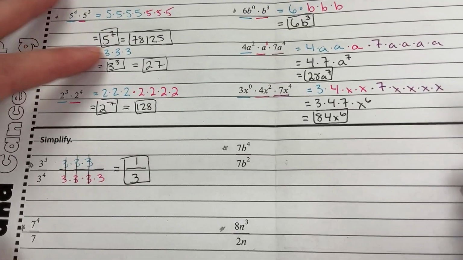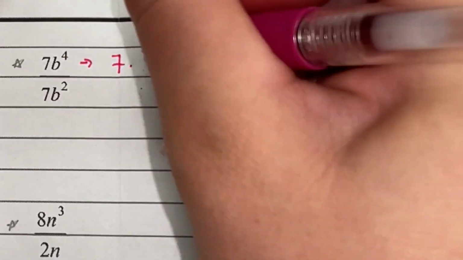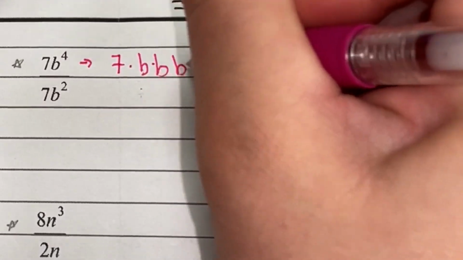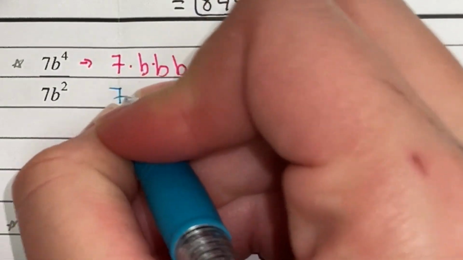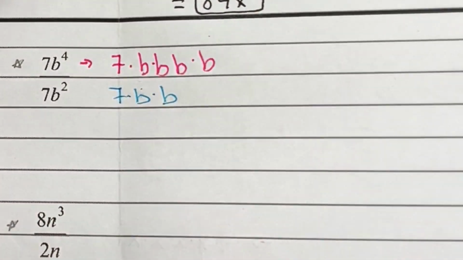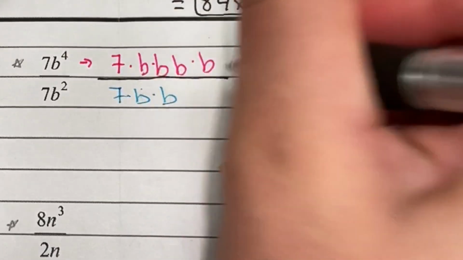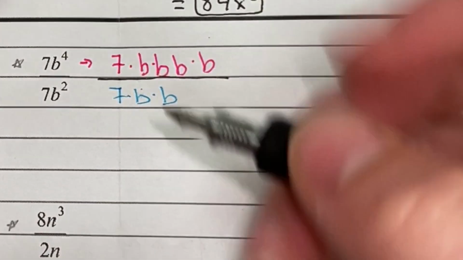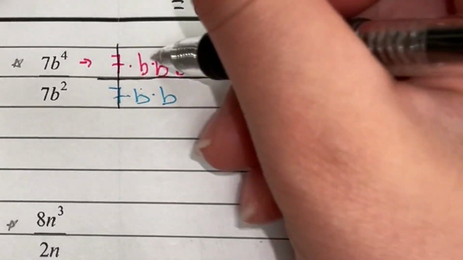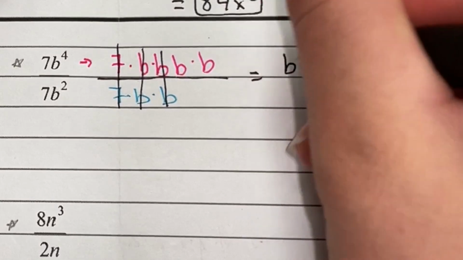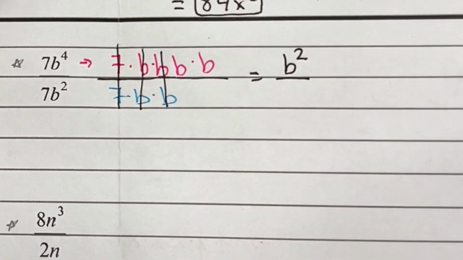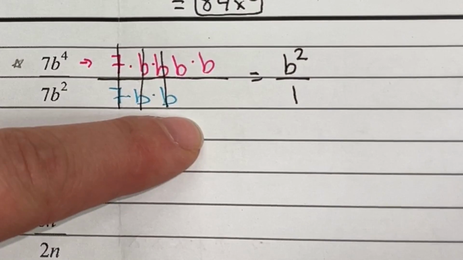Let's look at the next one here. We got 7's and b's. Okay, so let's do this. There's 1 7, and then there's 4 b's because that b is attached to the 4 only. On the bottom, we got that 7 with 2 b's because that 2 is only attached to the b. Okay, now I got a pair of 7's, so those cancel out. Another pair of b's, another pair of b's, and that's everything that can cancel. So we're left with 2 b's on the top, so b squared. Nothing on the bottom, so that's 1.